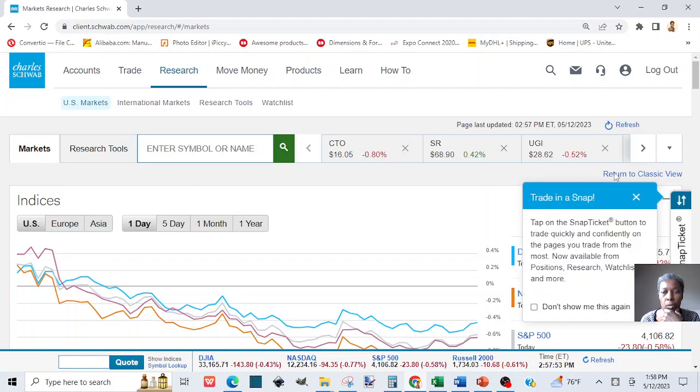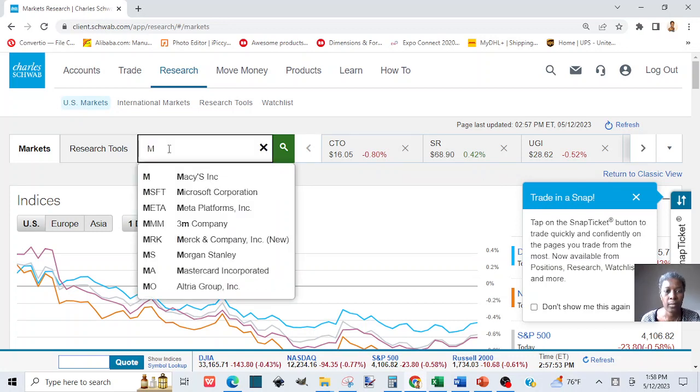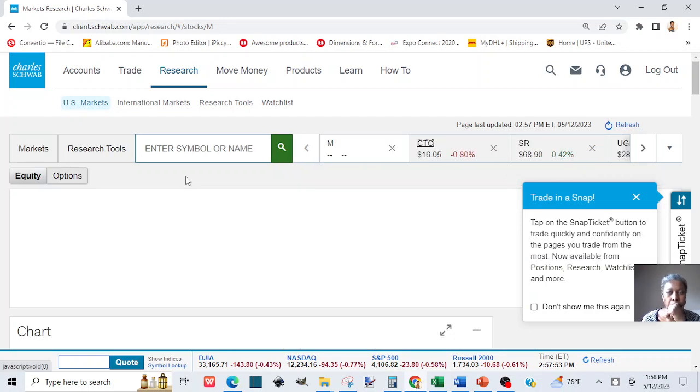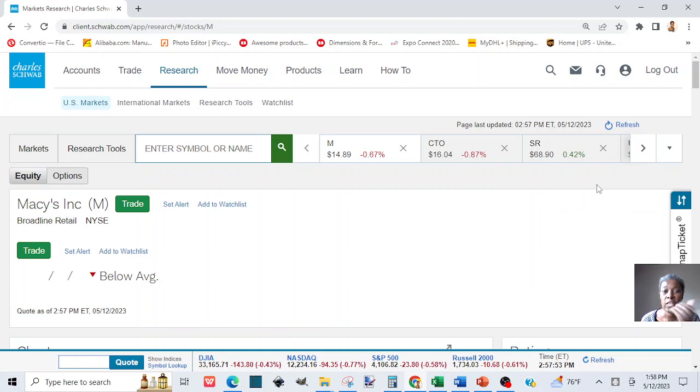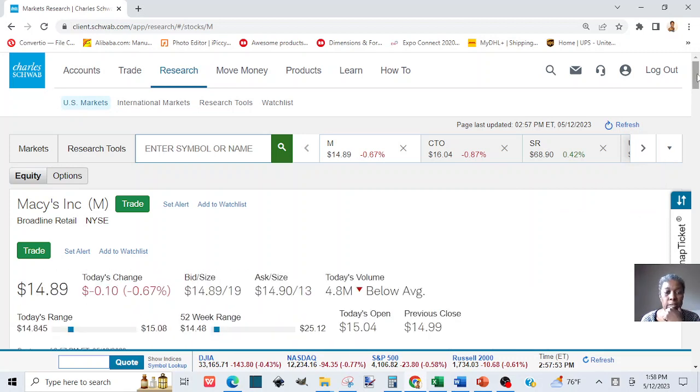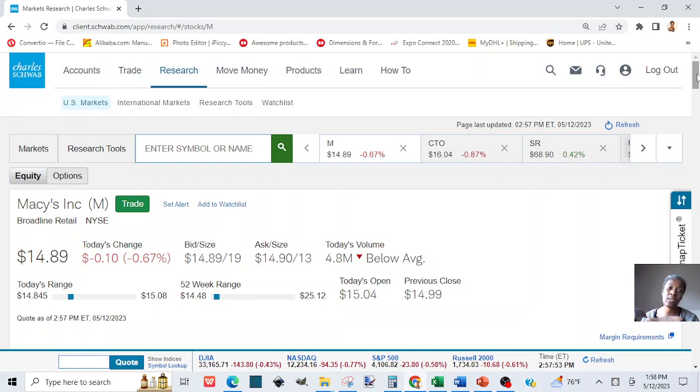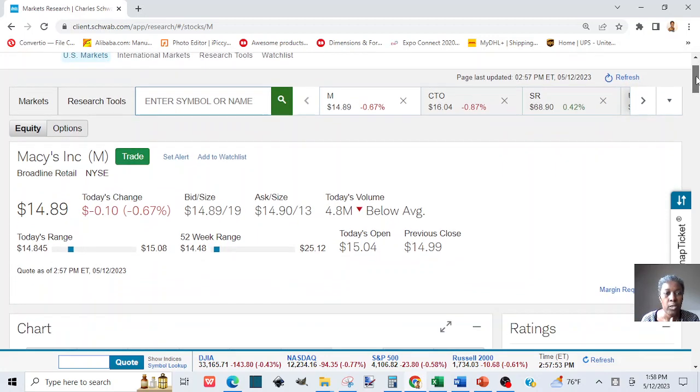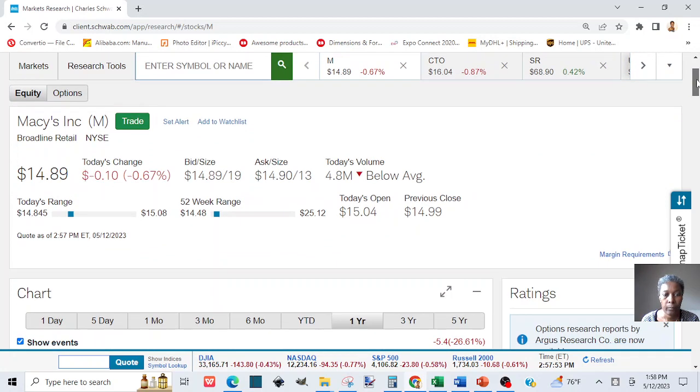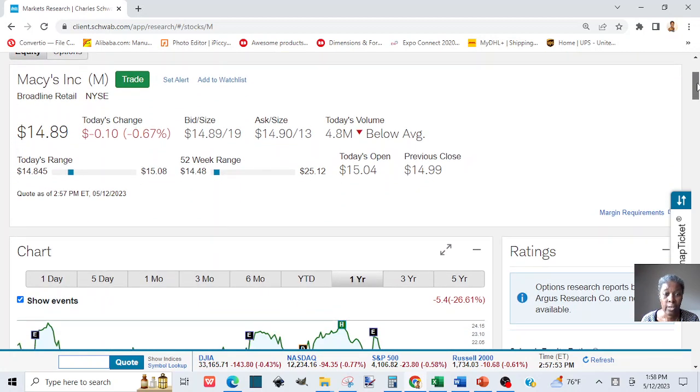So we are now going to return to the classic view. So from here, let's try Macy's. So this is the newest view that Charles Schwab has. You can see that the classic view of this page was a little bit different. The 52 weeks low and high was on the right side bar. So that is the newest view that they have for the platform.